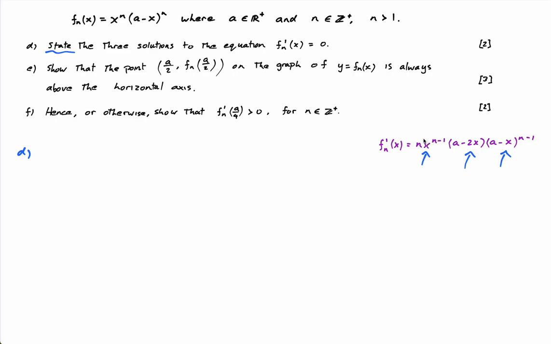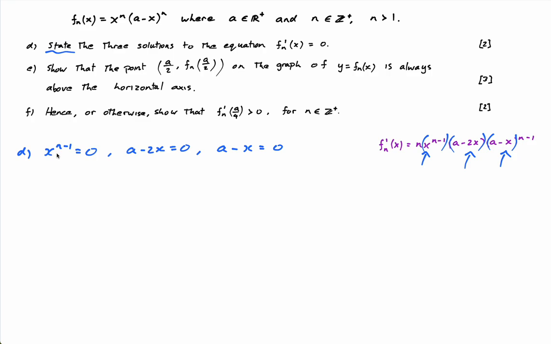As in this, or this. That's the only possible way that this can be 0, because n isn't 0. And one of them has to be 0. So the three possible solutions are either x to the n minus 1 equals 0, or a minus 2x equals 0. I am going to show a little bit of working, guys, just to make it clear, but you don't have to. Or a minus x is equal to 0.